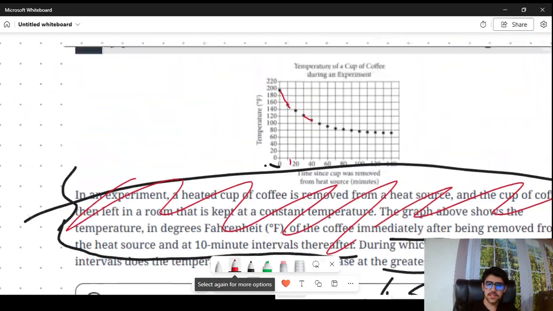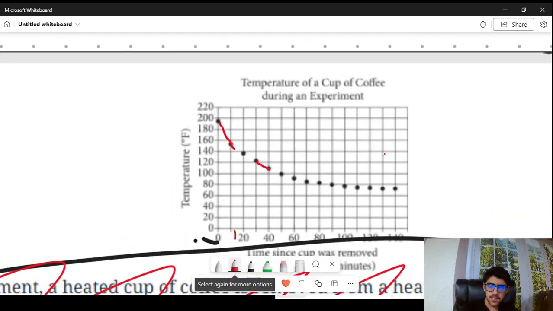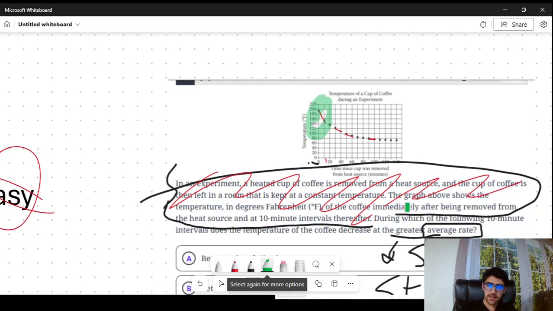And then 50 and 60, it looks like this. And then 90 and 100, it looks like this. So you can see that this one between 0 and 10 has the steepest slope. So that tells you that it decreases the most.